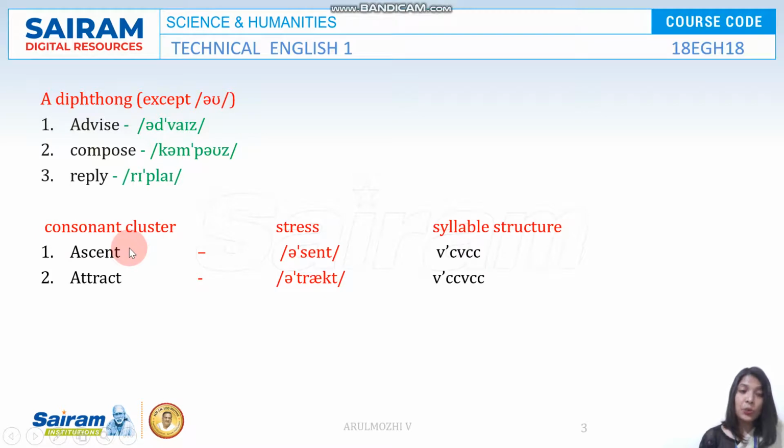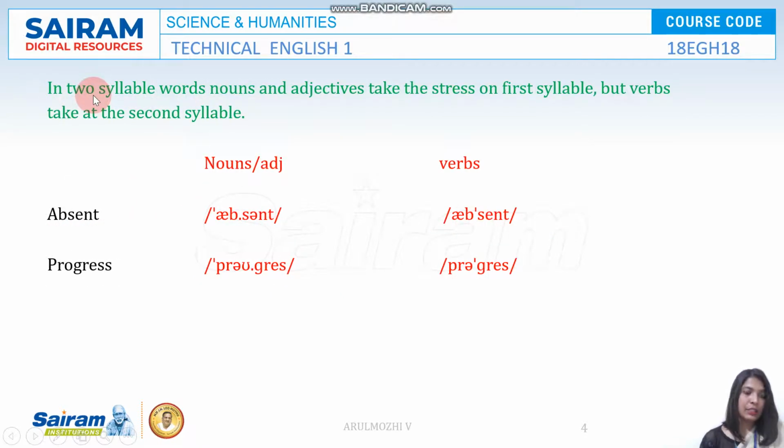In a word that has two syllables, the consonant cluster syllable is stressed. Scent, accent. Here, scent has a consonant cluster, so we stress this. Attract. Here, a is a vowel sound. Tract has two consonants in a cluster, so it is stressed. Look at the next examples.